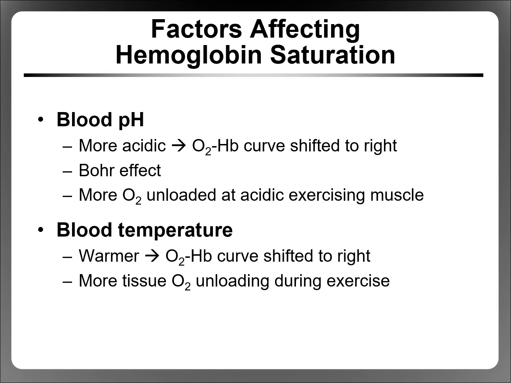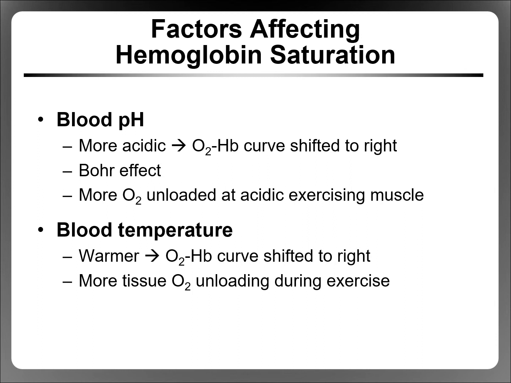So what is going to impact hemoglobin saturation? First is blood pH. When our blood becomes more acidic, our oxyhemoglobin curve shifts to the right. This is referred to as the Bohr effect. This means more oxygen can be unloaded at acidic exercising muscles. So even though the muscle is becoming more acidic, oxygen wants to get off of the hemoglobin faster, which is going to help us go through better muscle metabolism. So more acidic shifts to the right, and more oxygen is offloaded to work with working muscle.